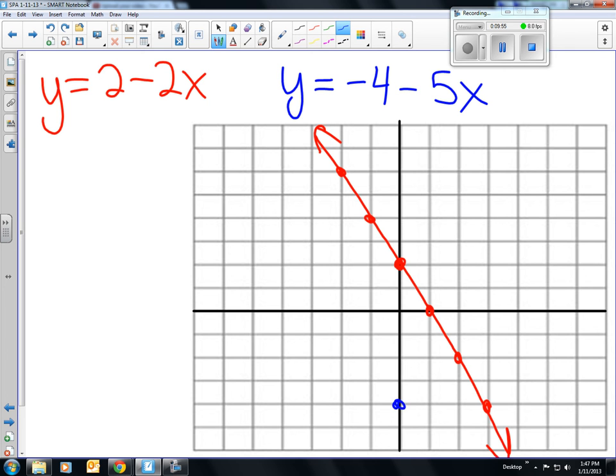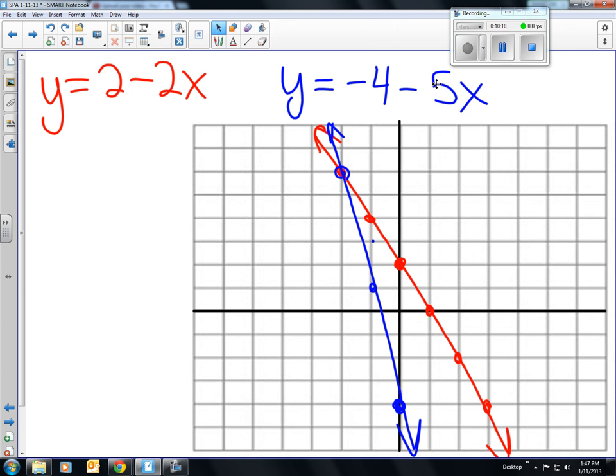And then you have a slope of negative 5, so you're going to go down 5, right 1, or you could go up 5, left 1. So up 5, left 1, and then up 5, left 1. That's going to put you right there. And so our line looks something like this.